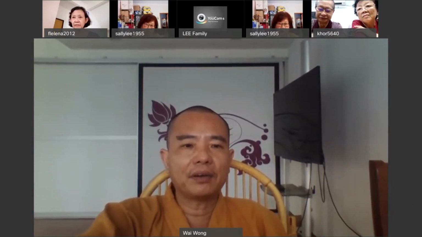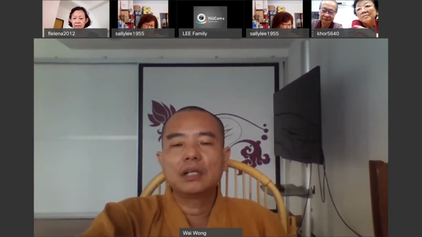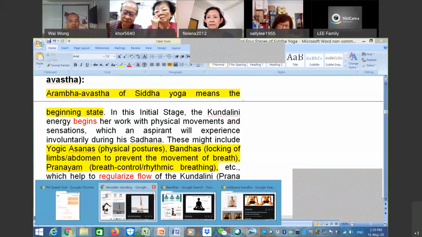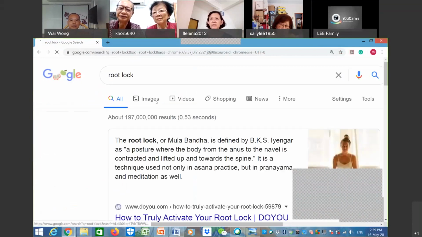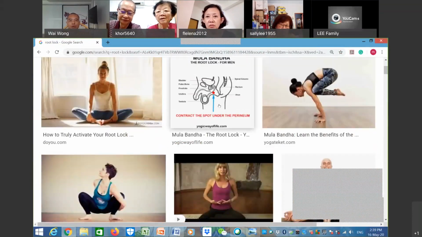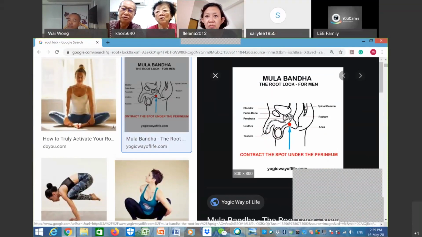Okay, this is the panda. Now let me try to finish. There's one more lock. The other lock we call the root lock. So you see, this is the male genital or female genital organ. This is the anus. Once we do the root lock, mula bandha, we are going to contract this part.